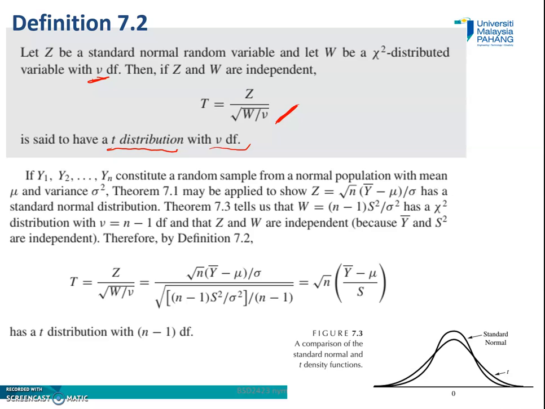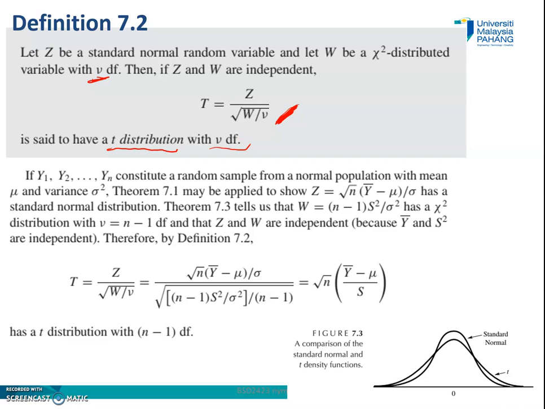You can see that you have this z follow a standard normal random variable, and then you have w, this w follows the chi-square distribution with nu degrees of freedom. Then when you have z and w independent, and you have this function t equal to z over the square root of w over nu, this function will follow the t distribution with nu degrees of freedom.